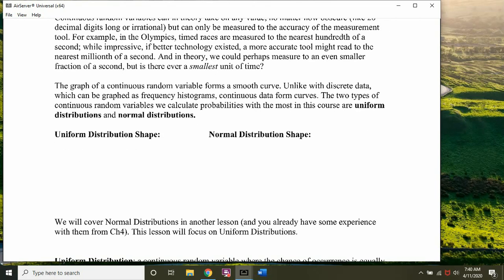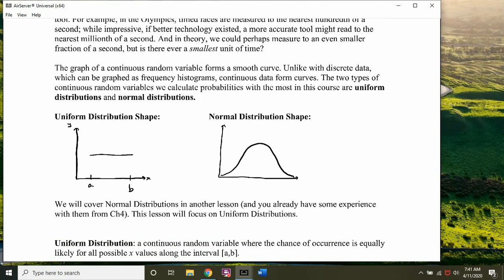Here's what the general shape of a uniform distribution will look like. That's it. It is just a horizontal line on some interval over which we're working. A normal distribution, which we've seen before, has this general shape. Okay. Now, we're going to cover normal distributions in another lesson, and if you think about it, we already know quite a bit about these from Chapter 4. This lesson, the examples will focus on uniform distributions, okay?